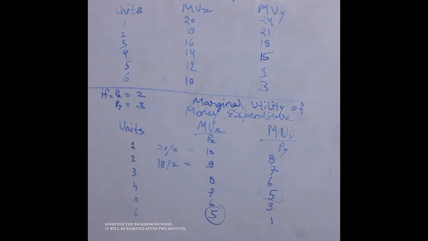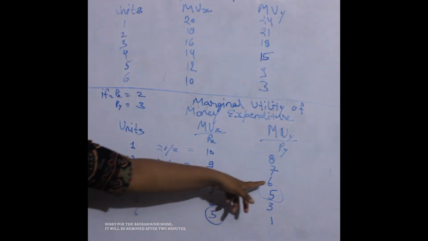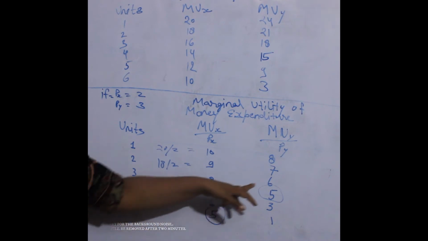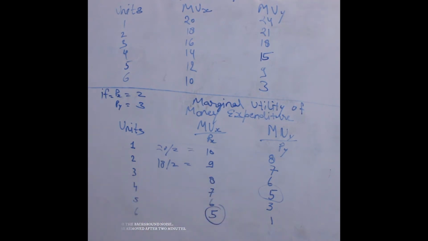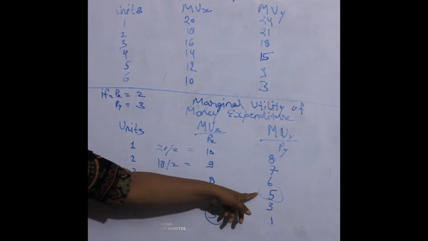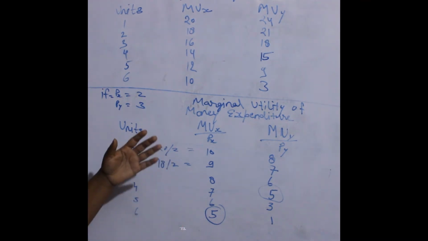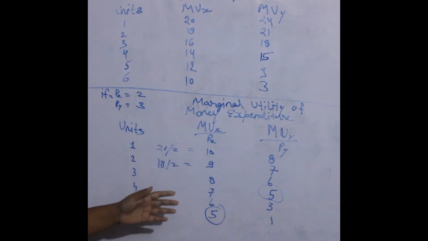One thing to mention is that this 6 is also equal, but the consumer will not be at equilibrium at this point, like 5 units of X and 3 units of Y. He will not be at equilibrium. Why? We will see later. But we will describe the 6 units of X and the 4 units of Y first, where the marginal utilities of money expenditure are equal for both commodities.